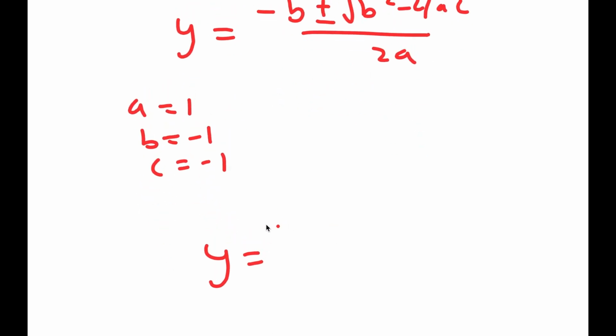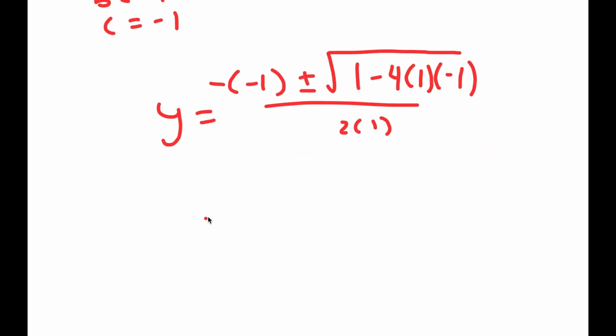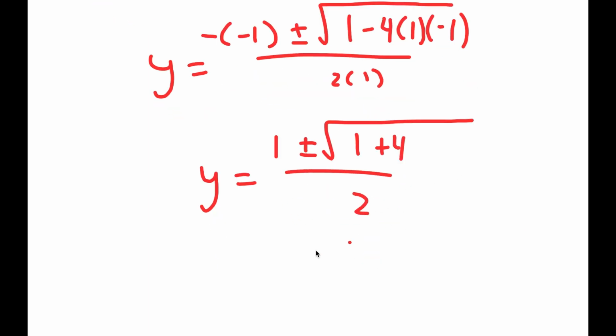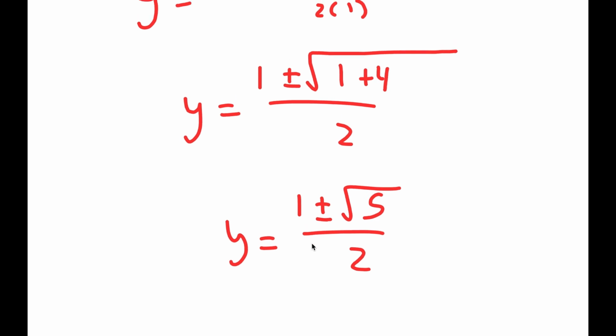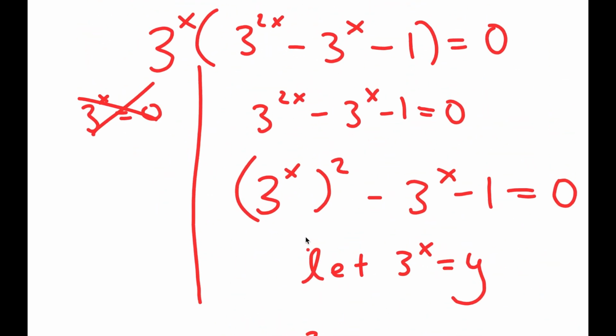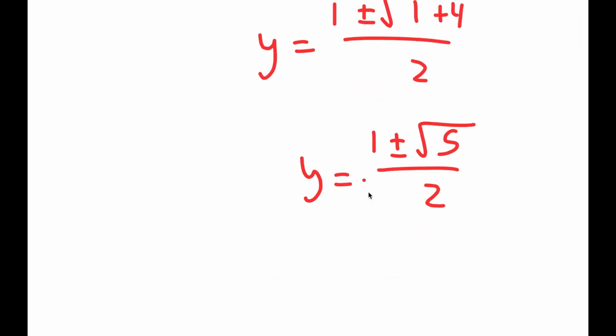So I get y is equal to negative of negative 1 plus or minus the square root of negative 1 squared, which is 1, minus 4 times a, which is 1, times c, which is negative 1, all over 2 times 1. Now I get positive 1 plus or minus the square root of 1 plus 4 over 2, which turns into positive 1 plus or minus the square root of 5 over 2. So now I have the value of y, but we aren't done yet because we're not solving for y, we're solving for x. And remember, we let 3 to the power of x equal to y.